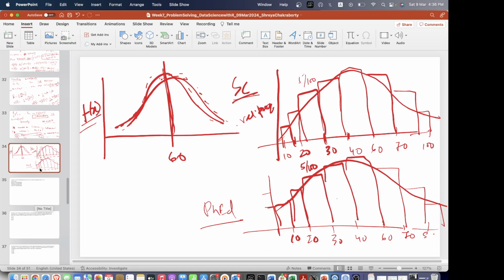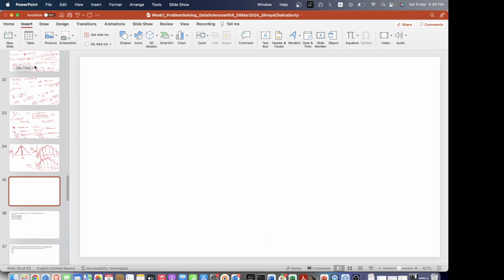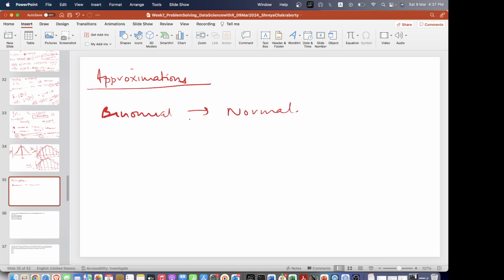Alright, so apart from this, we also learnt about approximations. What were the approximations that we learnt about? The first thing was binomial approximation to normal. Now any binomial distribution can be approximated by a normal distribution provided n is large.